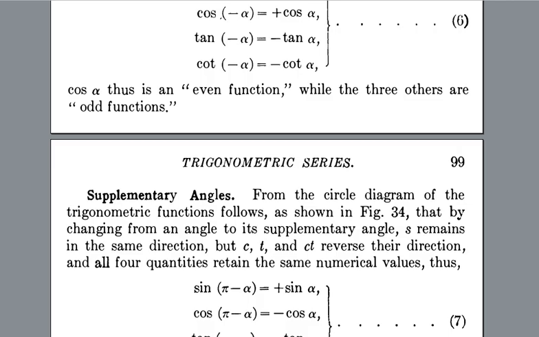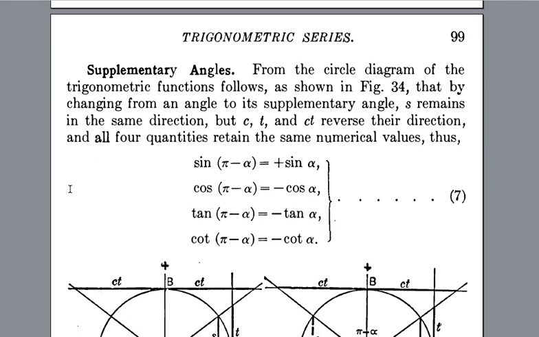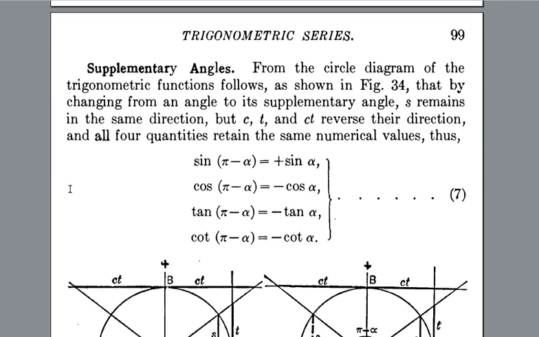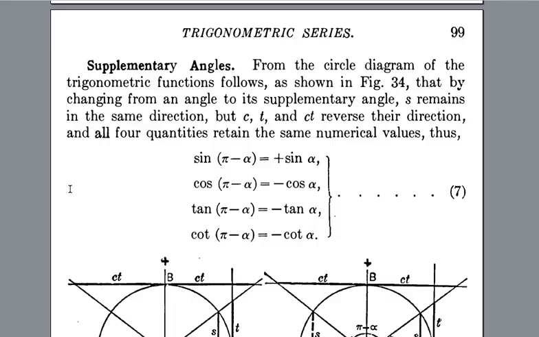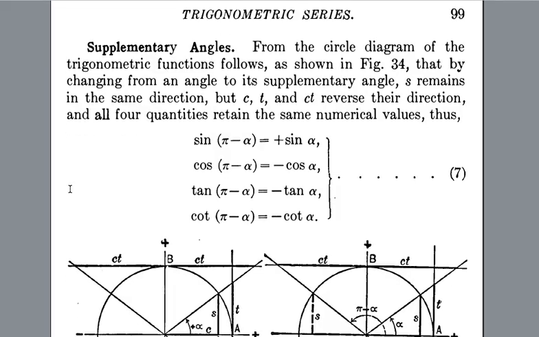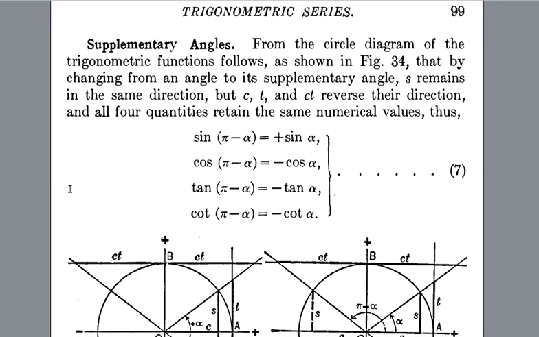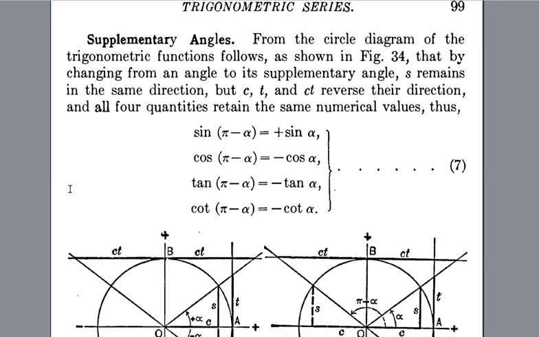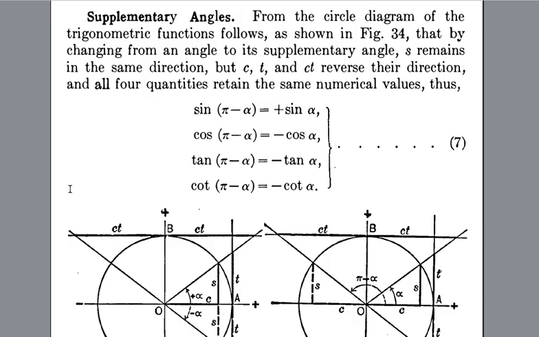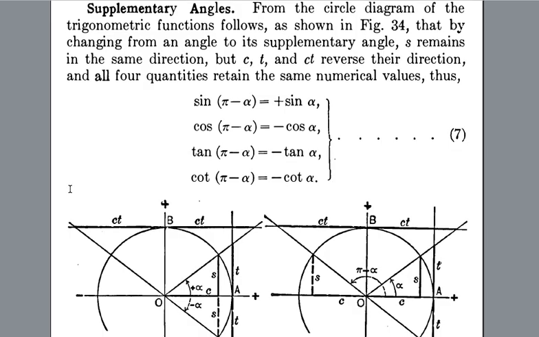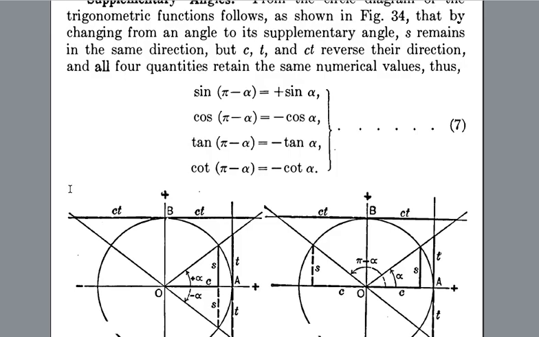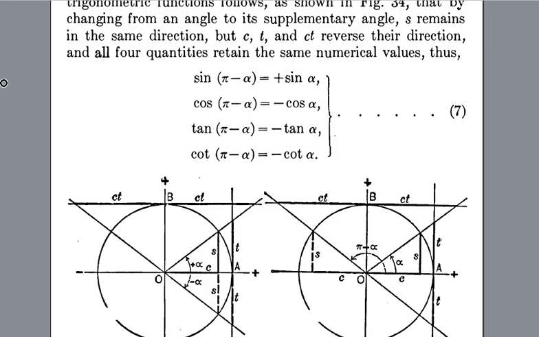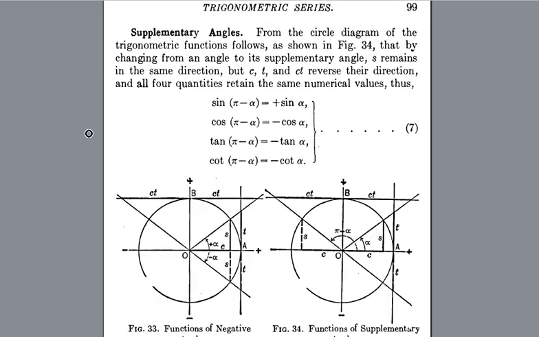From the circle diagram of trigonometric functions as shown in figure 34, when changing from an angle to its supplementary angle, the projection labeled S remains in the same direction, while the projections labeled C, T, and CT reverse their direction. All four quantities retain the same numerical values. This results in the following relationships. The sine of pi minus alpha equals the positive sine of alpha. The cosine of pi minus alpha equals the negative cosine of alpha. The tangent of pi minus alpha equals the negative tangent of alpha.